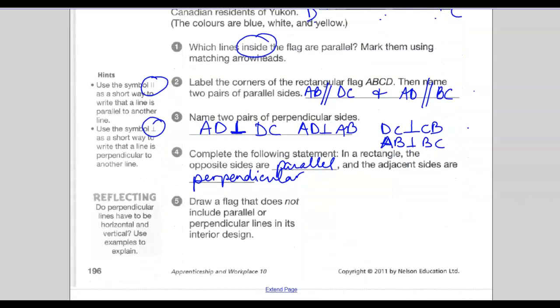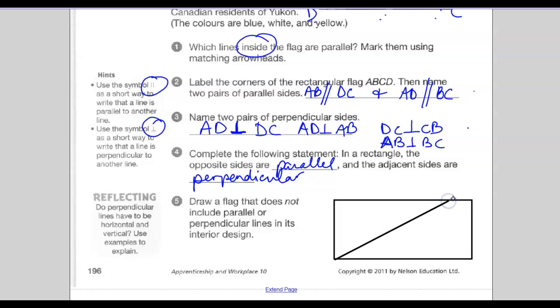Then it says draw a flag that does not include parallel or perpendicular lines in its interior design. So what could we do? I'll do a little rectangle here. There's a flag. We'll use some straight lines. So not parallel and perpendicular. So we could do, I don't know, a triangle, something like that. Okay, so those aren't parallel or perpendicular. I mean, it could be maybe perpendicular there, but it doesn't look quite 90 degrees. So maybe you have something like that.